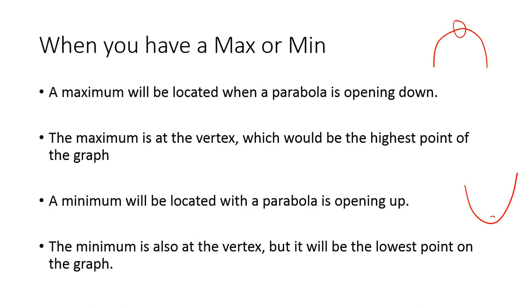So if you have a parabola opening up, that point down there is your minimum. It's the turning point of it, the lowest point of the graph. Every parabola is going to have a maximum or a minimum. They won't have both, because when you have a maximum, your minimum goes off into infinity, and we wouldn't say we have a minimum of infinity, because infinity is not an actual number.